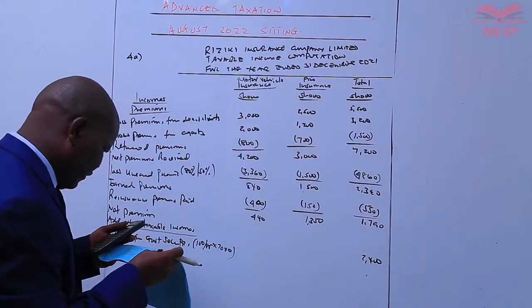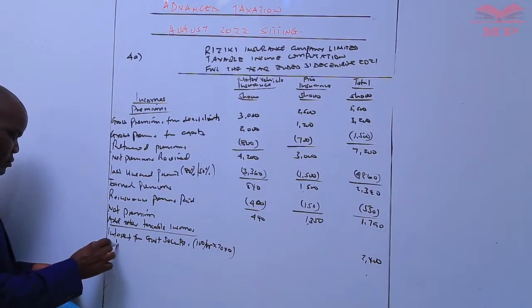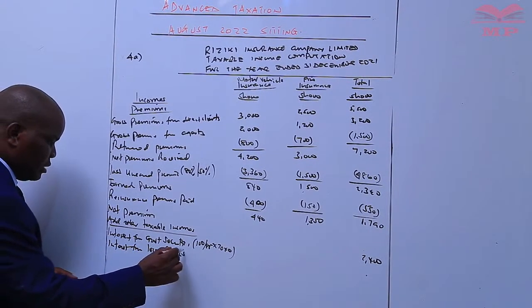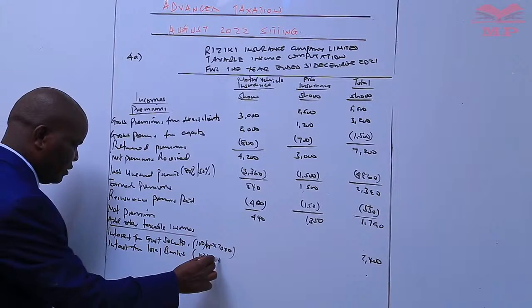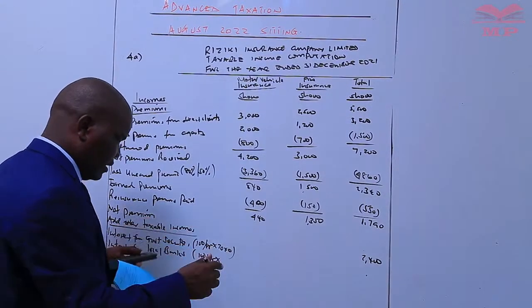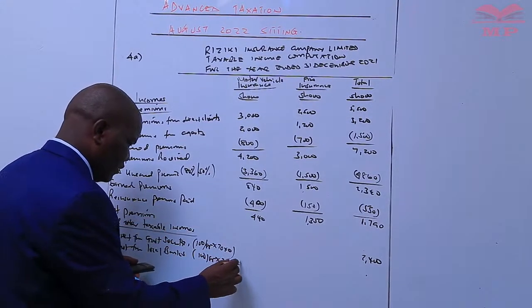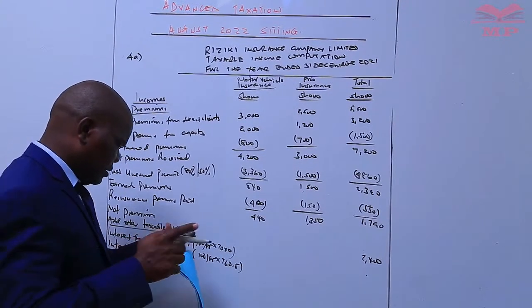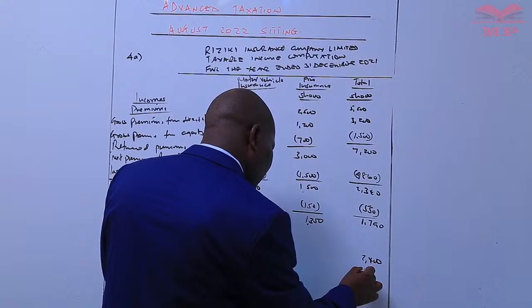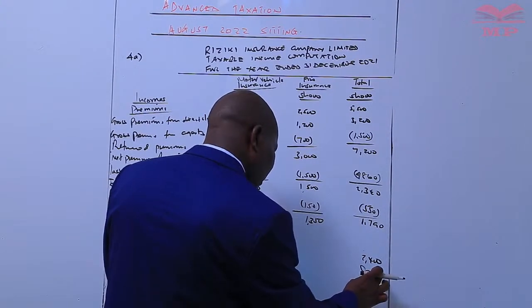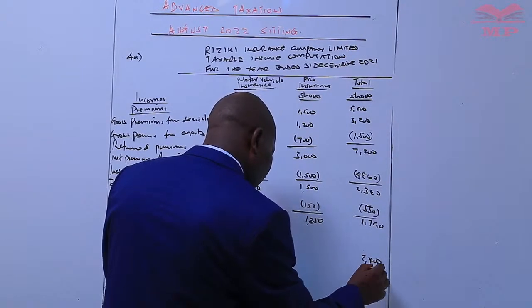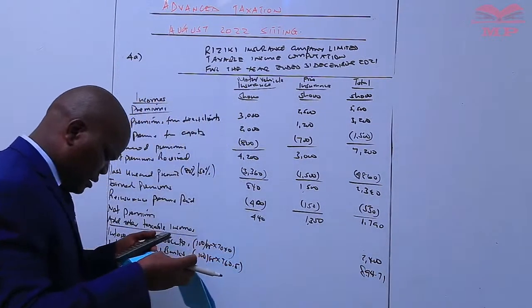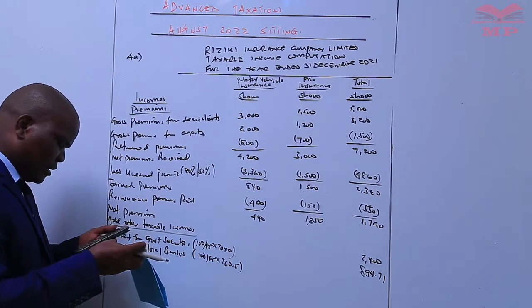Next we have interest from local banks. The same process, 100 over 85 times 760.5. We do it together. I get 894.71. Yes. Dividend from Ugandan company not taxable.